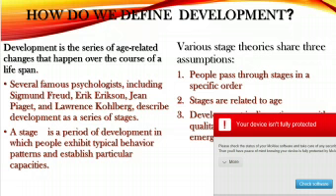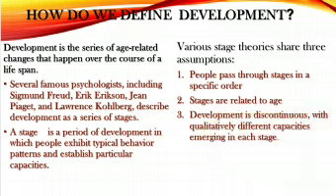Various stage theories share three assumptions: that people pass through stages in a specific order, stages are related to age, and development is discontinuous with qualitatively different capacities emerging in each stage. Development is continuous.